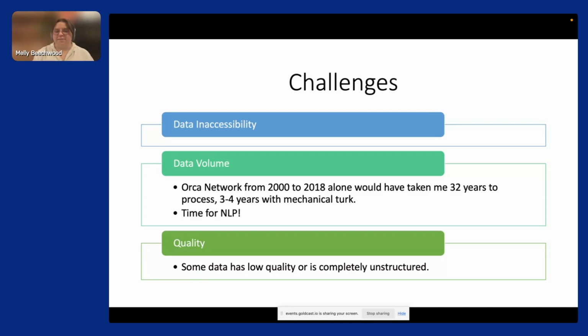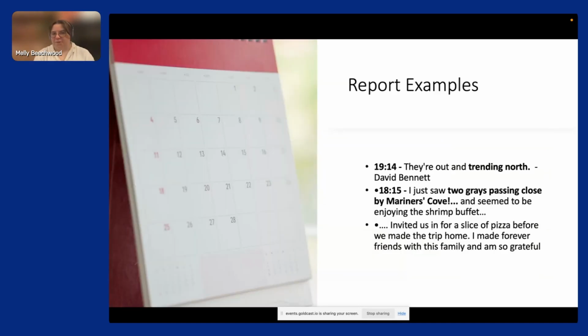And then lastly, some of the data is going to have low quality. So things are going to be missing. Things might be a little bit fragmented. Or in the case of the Orca network, it could be completely unstructured and it might be difficult to work with. So first, let's go into some examples.